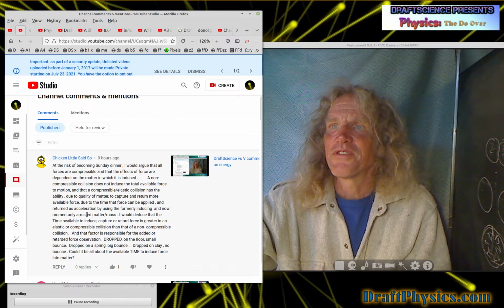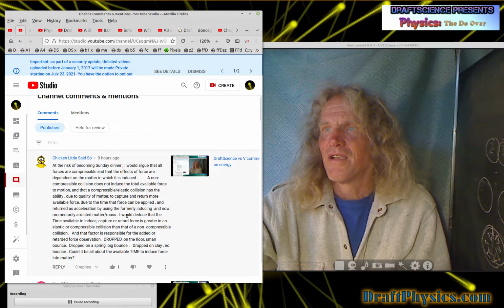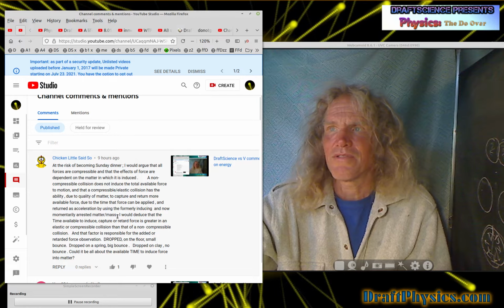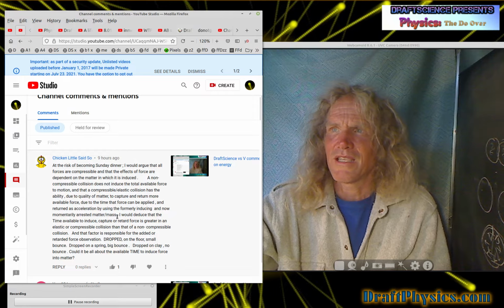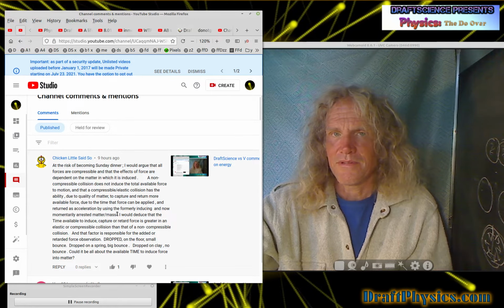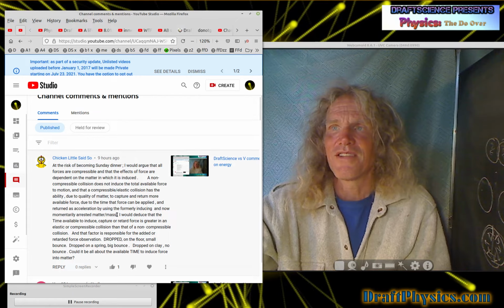Okay, and return to acceleration, and returned as acceleration by using the formally inducing and now momentarily arrested matter mass. So I don't know how that could mean anything to anybody. So you moved atoms. Springs move a lot of atoms, right? But the atoms move back. Okay, so that's the interesting part. They don't stay moved.